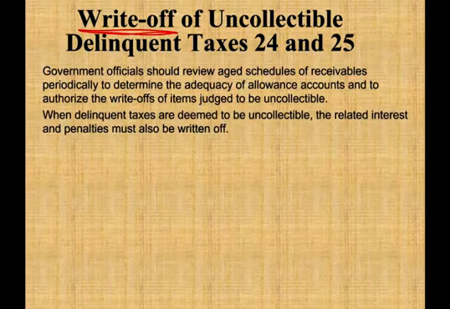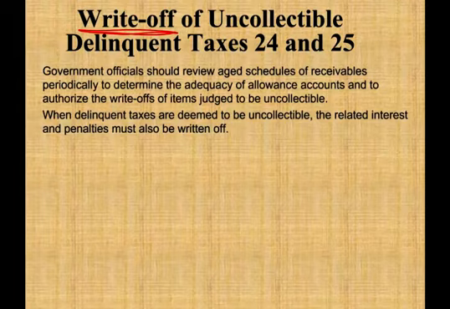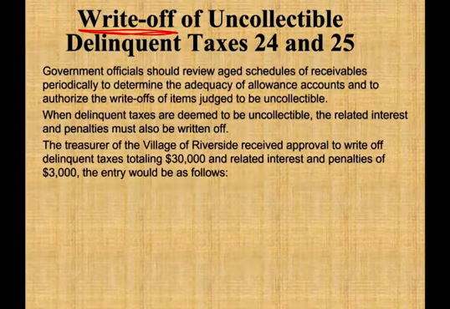Okay, when delinquent taxes are deemed to be uncollectible, the related interest and penalties must also be written off. Of course, if you cannot collect the main balance, you're not going to collect the interest and the penalties related to that account. So when you remove the account, you remove any related interest and penalties. Hopefully this makes sense, okay? Because if they cannot pay off their balance, they're not going to pay you the interest and the penalties.